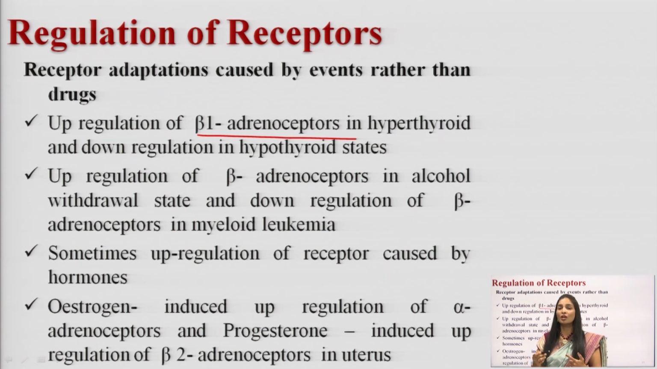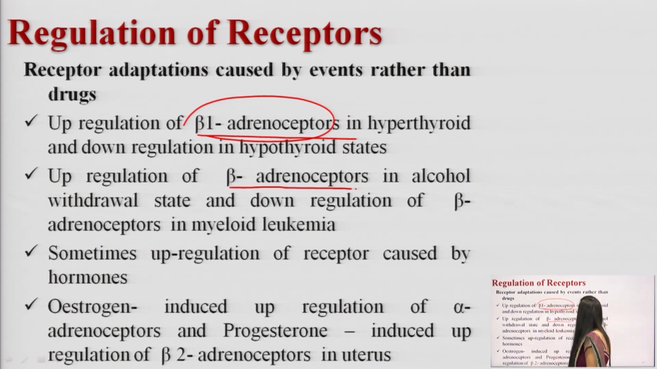For example, the beta 1 adrenoreceptor will show upward regulation in which event? In hyperthyroidism, and it will show downward regulation in which event? In the hypothyroidism condition. And what is the second example? Next, the beta adrenoreceptor shows upward regulation in the alcohol withdrawal condition, and the same beta receptor shows downward regulation in myeloid leukemia.